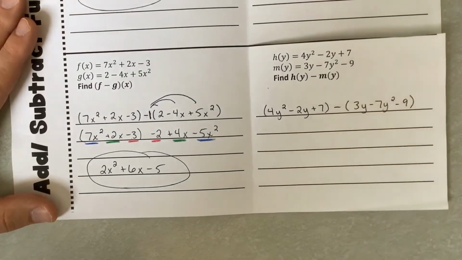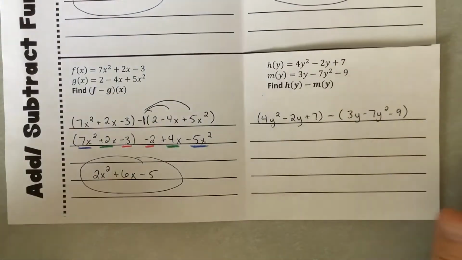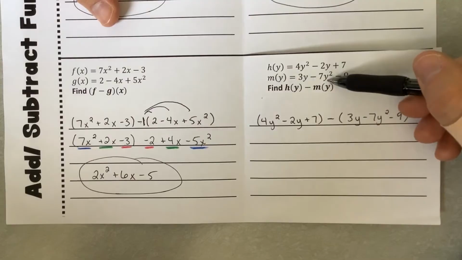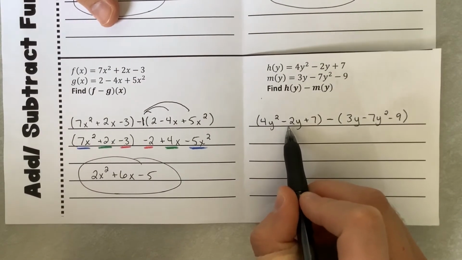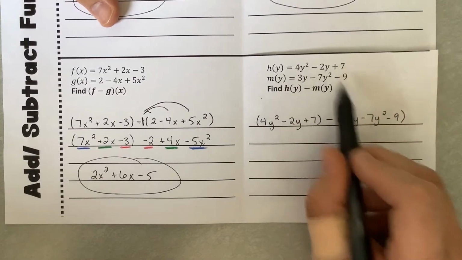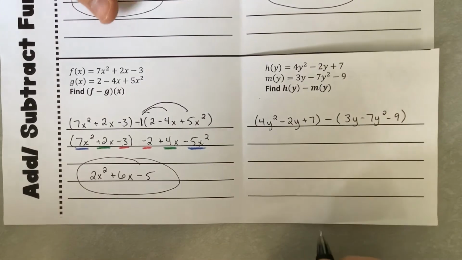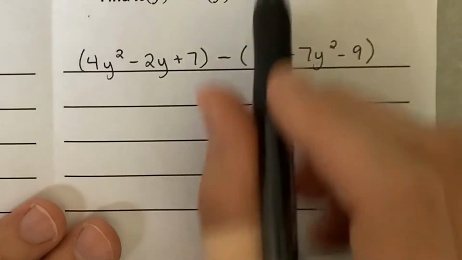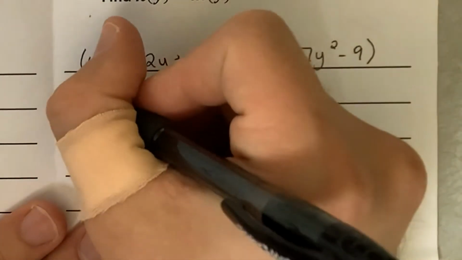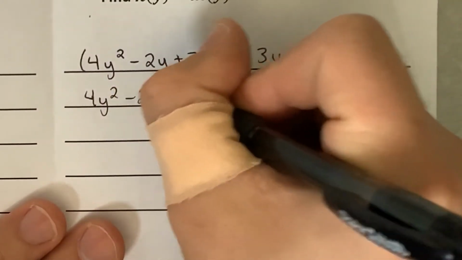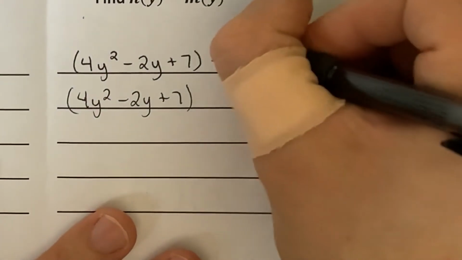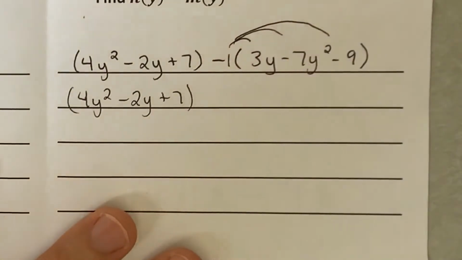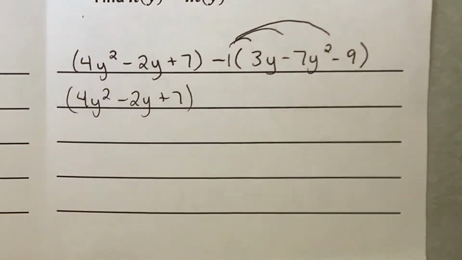Let's try another one. I'm gonna try to explain it slightly different too, but kind of the same. I have my h function, my m function. It wants me to find h minus m. Well, I wrote down my h function first in parentheses, subtract it from my m function, which I put second in parentheses. Now, because of subtraction, not like addition, something's gonna change. Not the first set. The first function stays the same. Now the second set, I got to distribute this -1, so it's gonna change everything, right?